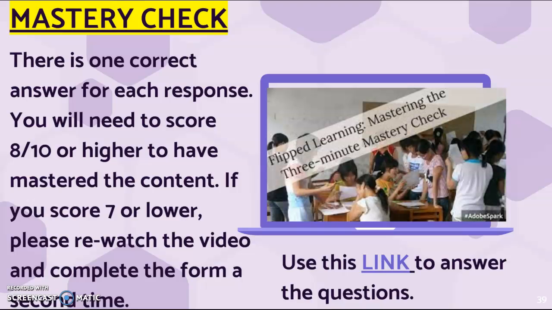Now I'm going to ask that you take a few moments to complete the mastery check. There is one correct answer for each response. You will need to score 8 out of 10 or higher to have mastered the content. If you score 7 or lower, please rewatch the video and complete the form a second time. The link to the Google form has been provided on the bottom right-hand side of my screen. You will be required to provide your name, the school that you are currently working at, and then you will be answering 10 questions. Good luck.